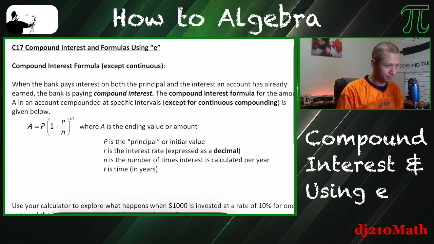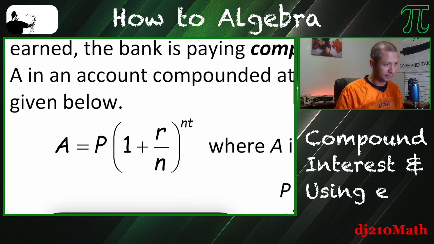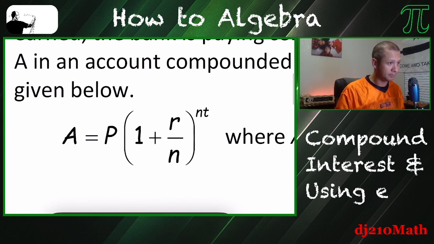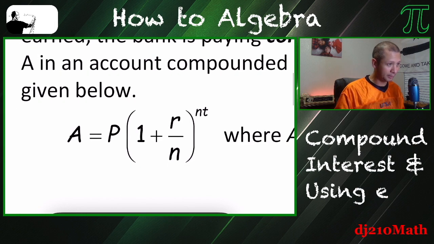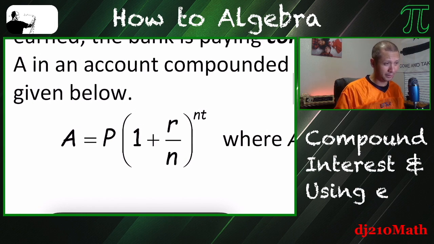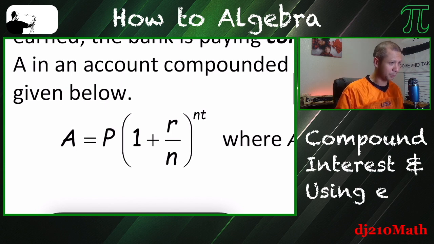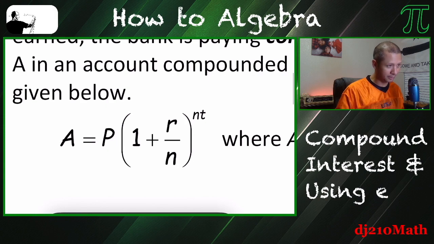So the formula that you're going to see is this: A equals P times (1 plus R over N) to the NT power. There are 5 variables, so you need to be given 4 of these variables. That's the only way you're going to figure out the 5th one. If you're missing 2 variables, you'll never be able to calculate this.